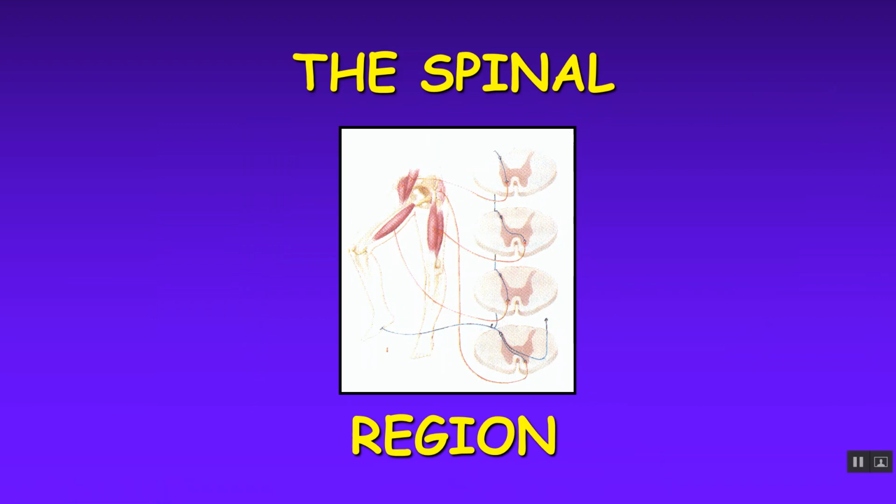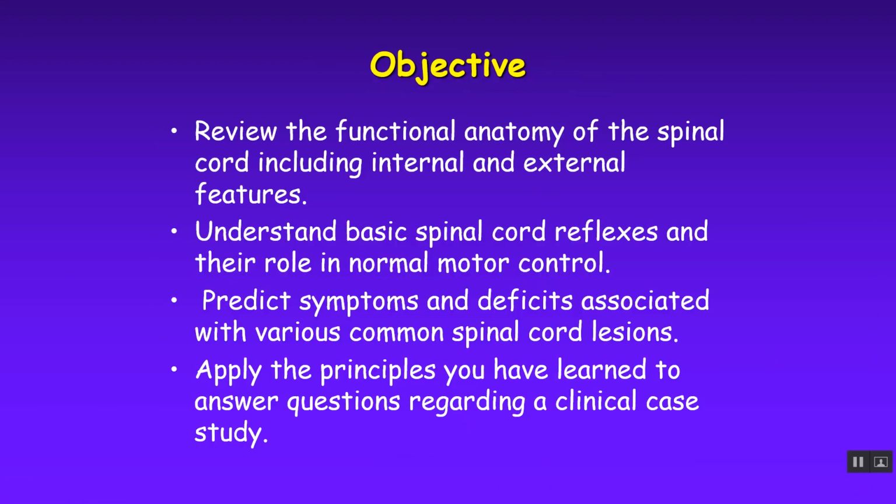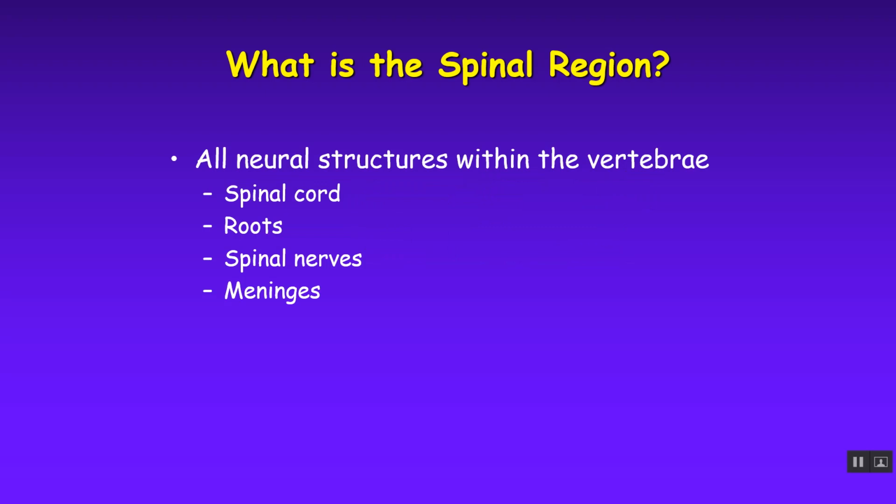All right. Spinal region. We'll move through this fairly quickly. Slow me down if you need anything. These are our objectives. We're going to talk about a quick review of anatomy of the spinal region, everything within the vertebrae, the spinal cord, the little roots that come out of it, the spinal nerves, and the coverings of the spinal cord, the meninges, which you have covering all your central nervous system, so brainstem, spinal cord, and cerebrum.